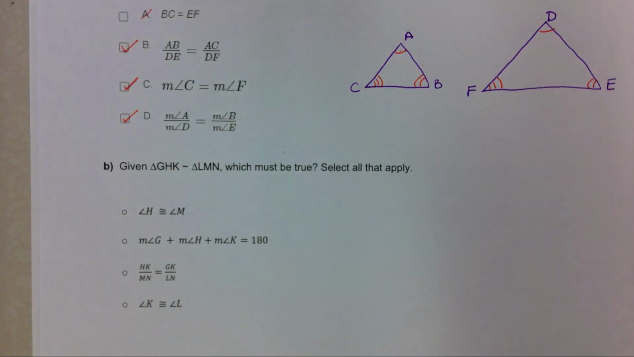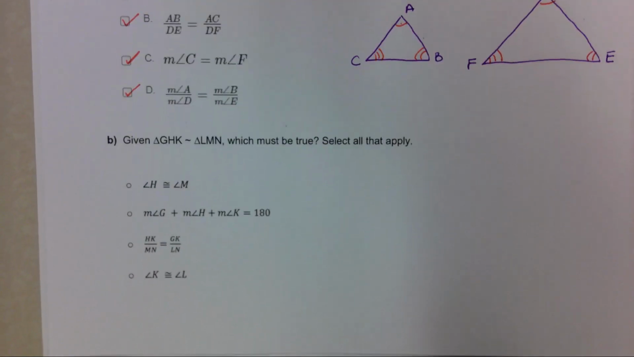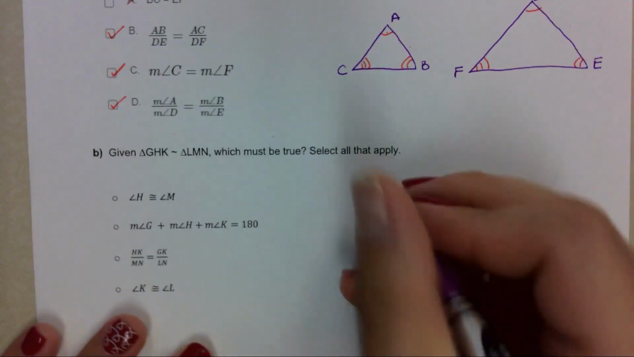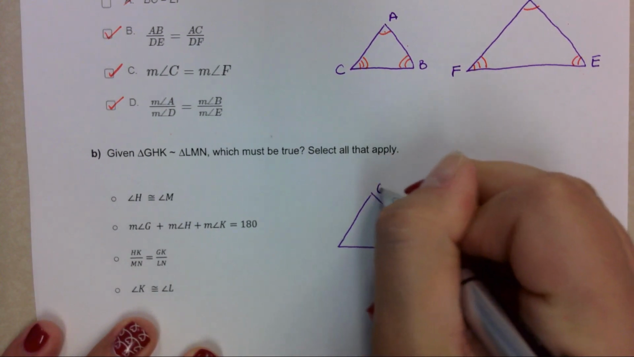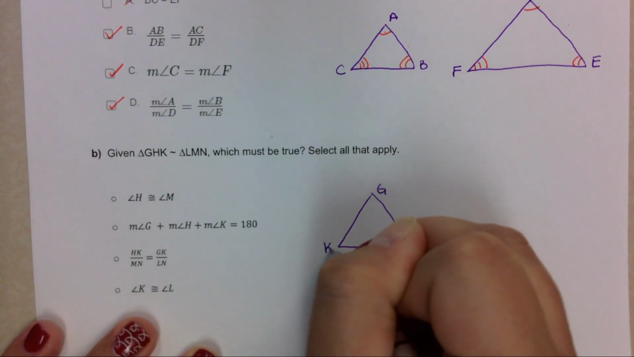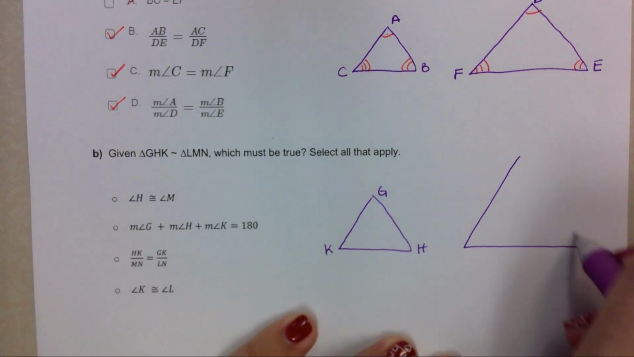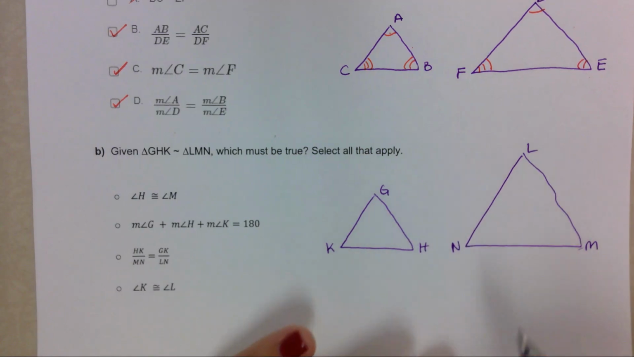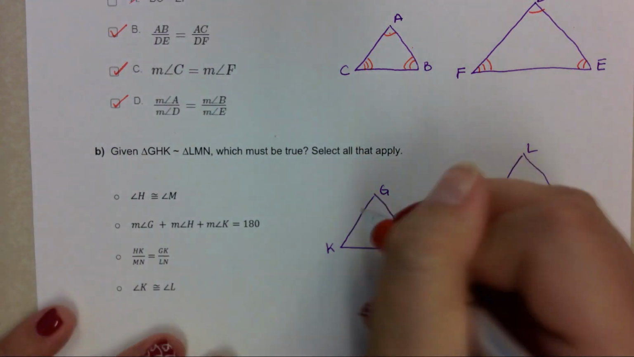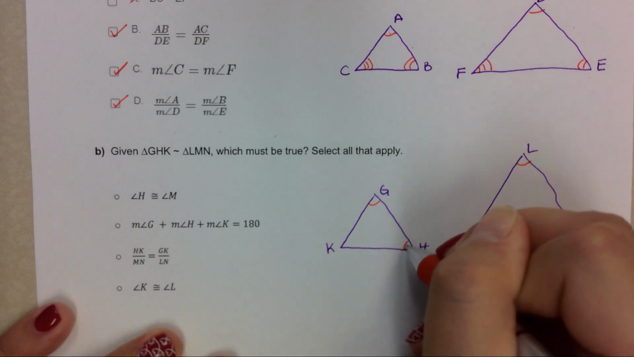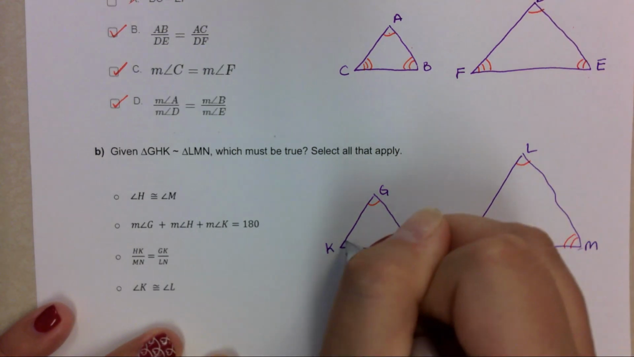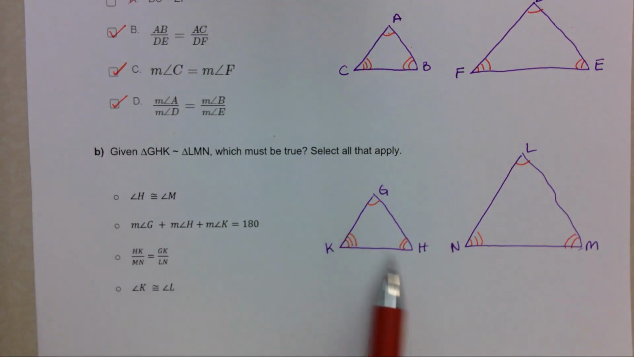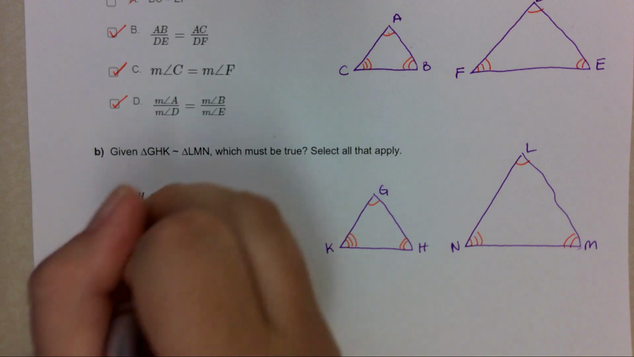And let's look at B. Again, I'm going to draw a picture to help me answer this question. Given triangle GHK is similar to triangle LMN, select all that apply. Alright, I know corresponding angles are congruent. So H is congruent to M. That is true since they are corresponding.